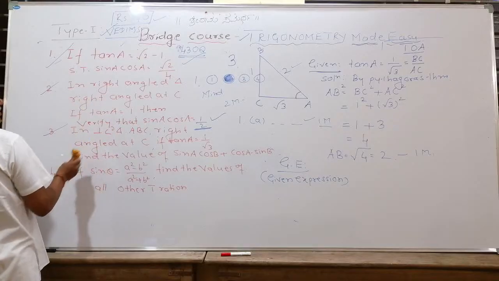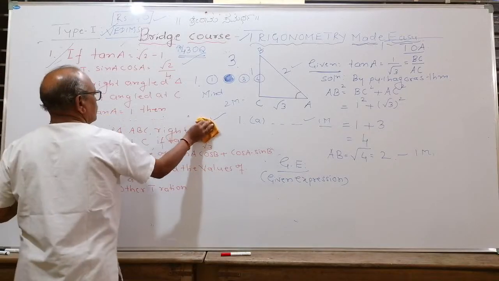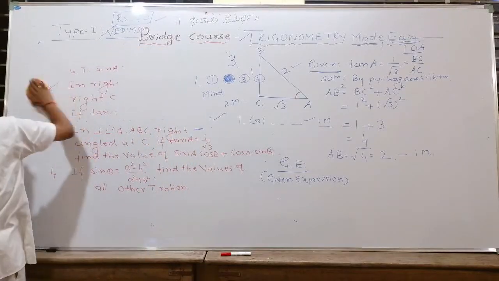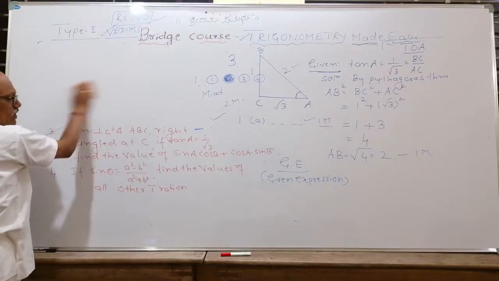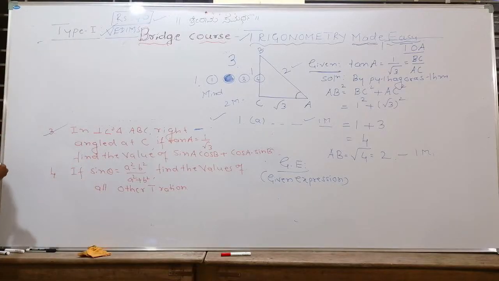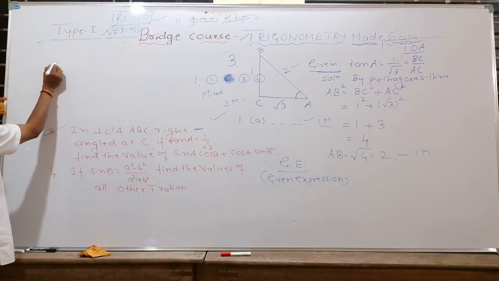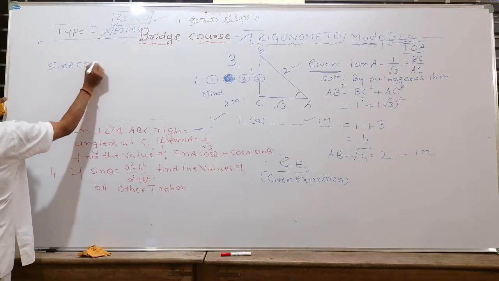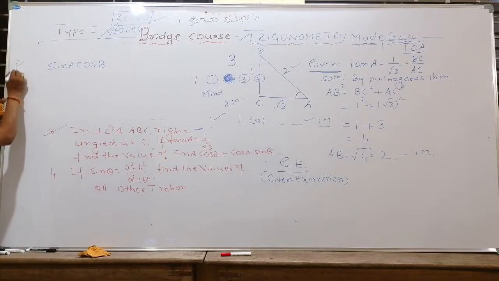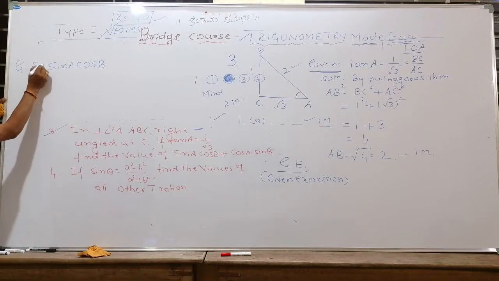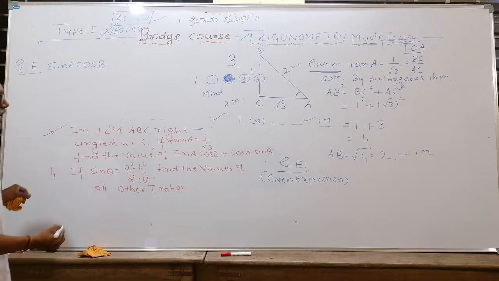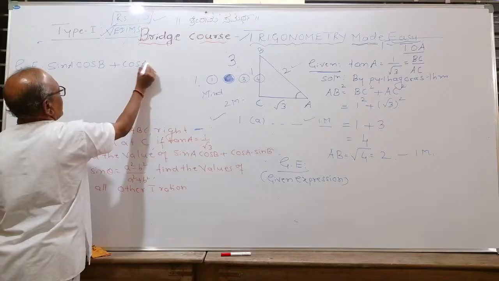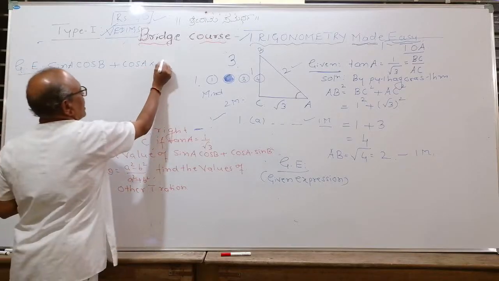Okay, I will rub this part because this is already over. I will solve this here. This question I will continue. The given expression is, you are asked to find out sin A into cos B, right? GE, have this habit. GE, given expression. Sin A into cos B plus cos A into sin B.